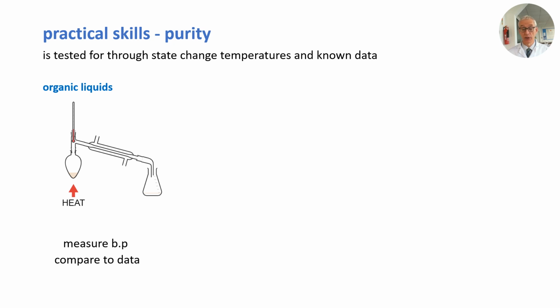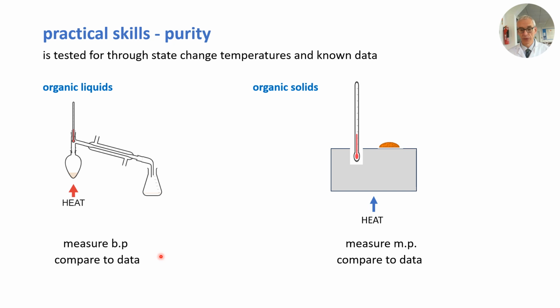Having carried out purification, either of a liquid or of a solid, the question is, now, have I got a pure sample? Well, for an organic liquid, you would measure the boiling point and compare to data. For an organic solid, you would use either a more complex or this very rudimentary melting point apparatus, aluminium block with a space for a thermometer, and then visually you judge the point at which it melts. So you measure the melting point and compare that to data.